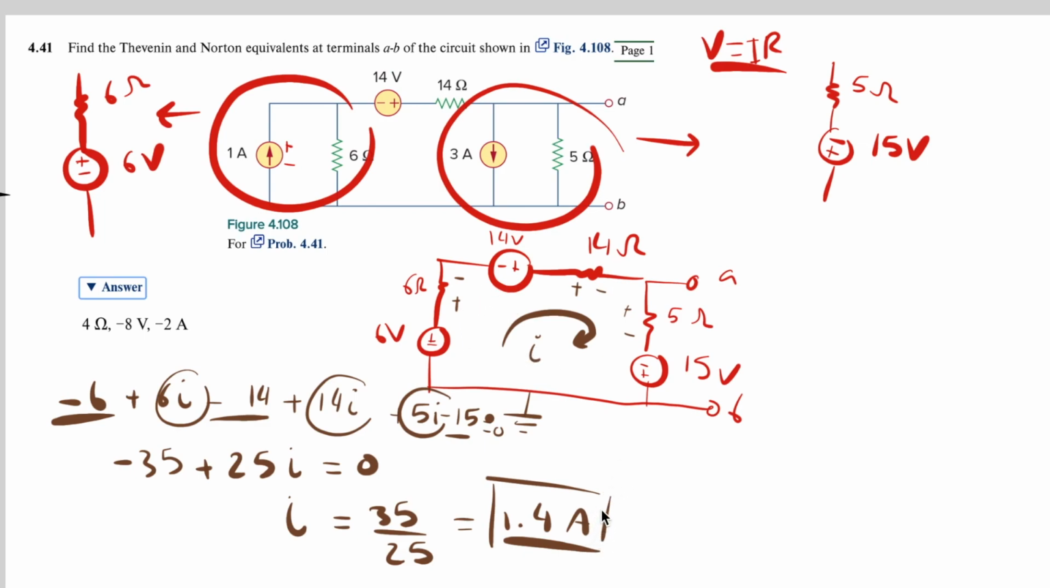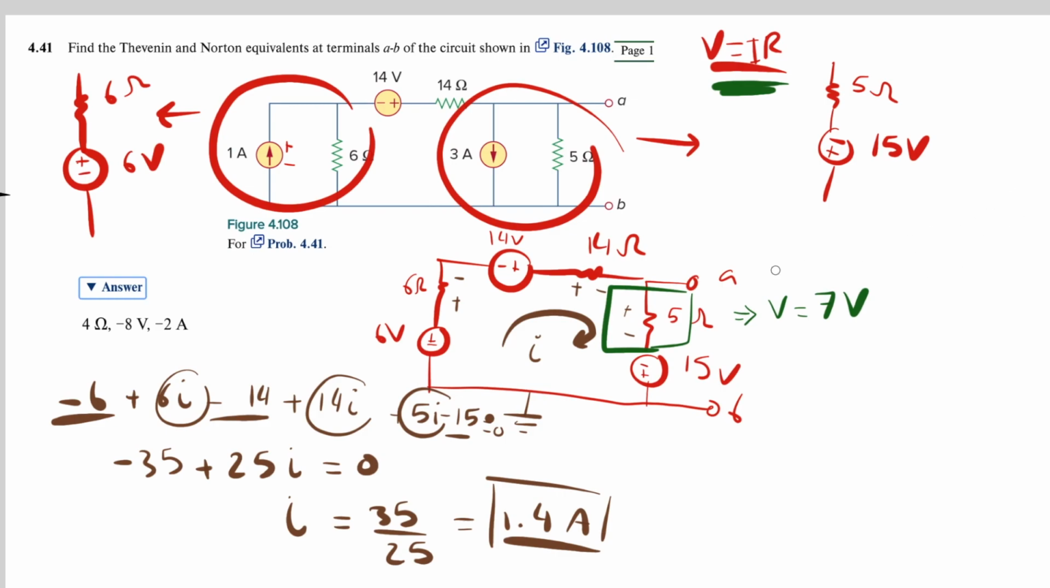Now that we have the current which goes through this loop, we can find the voltage drop across the 5 ohm resistor. So what would the voltage drop here be? V equals IR. So the voltage here will be 1.4 times 5, which is 7 volts.